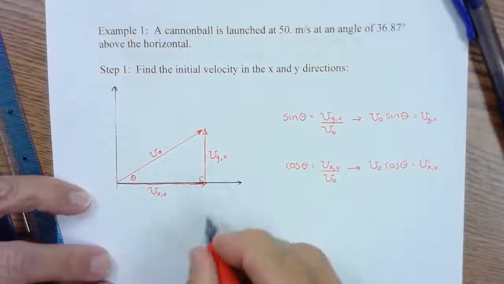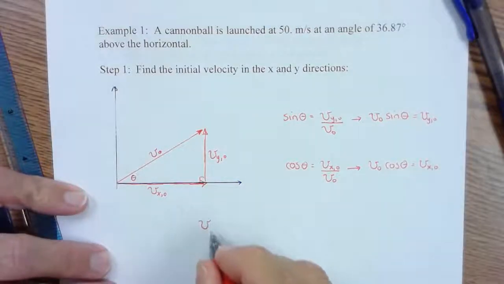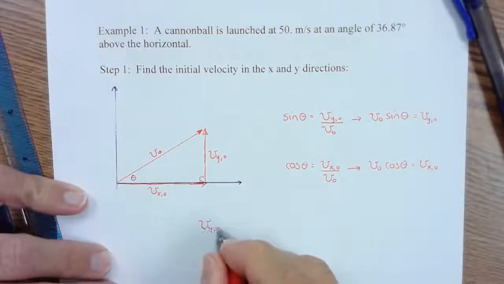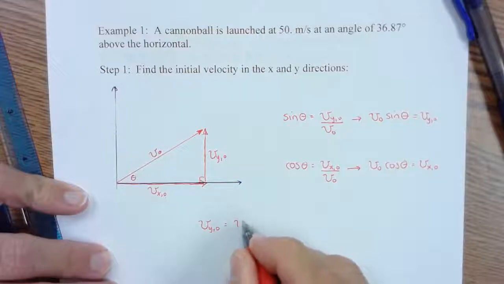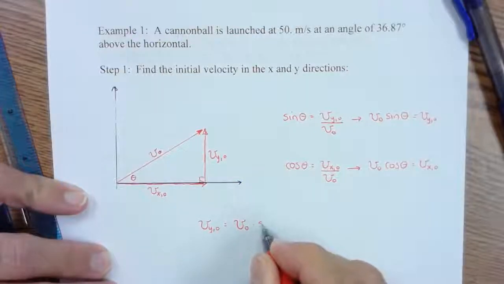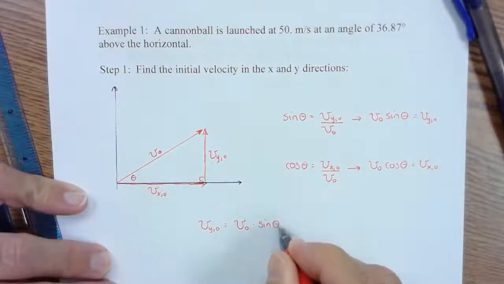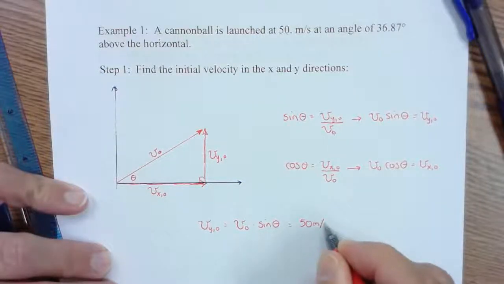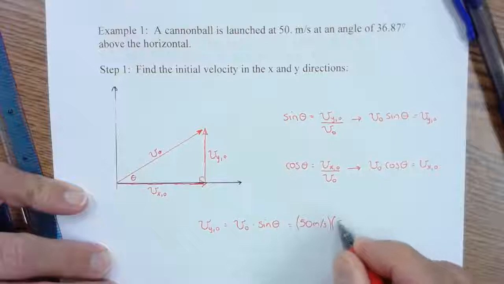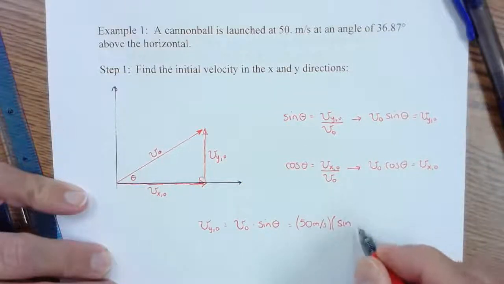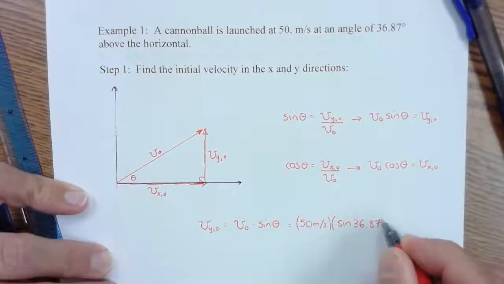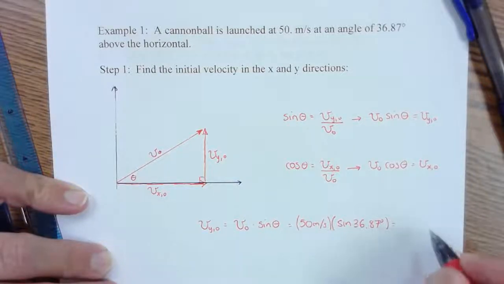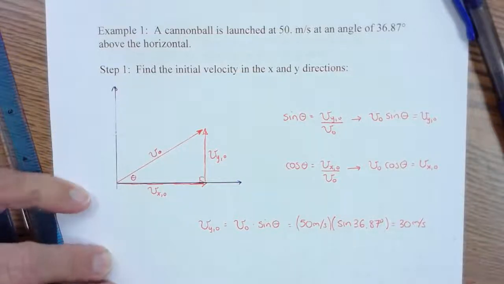So the short story is that if you want to know what is the velocity in the y direction initially, you just take the launch velocity and you multiply it by the sine of the launch angle. In this case, that is 50 meters per second times the sine of 36.87 degrees, which turns out to be 30 meters per second.